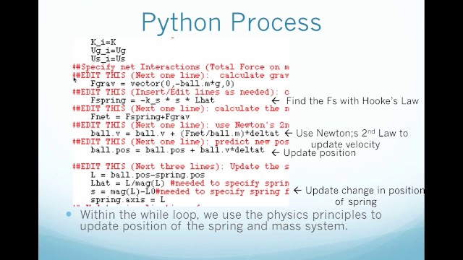I then went through and found the force of gravity was equal to negative the ball's mass times gravity, and the force of the spring, which was found using Hooke's law. The net force was then equal to the force of the spring plus the force of gravity. I then used this net force in Newton's second law to update the velocity of the ball. With this updated velocity, I could find the updated position of the mass on the spring. I then had to update S, the change in position of the spring.